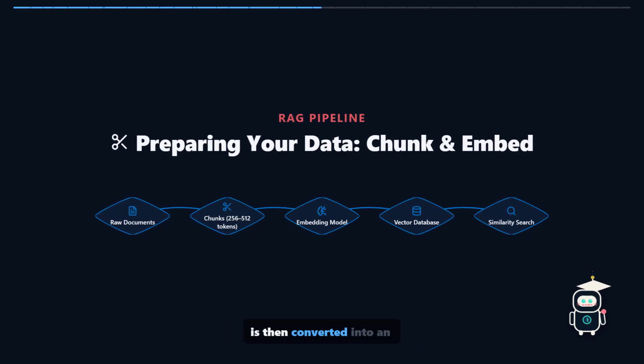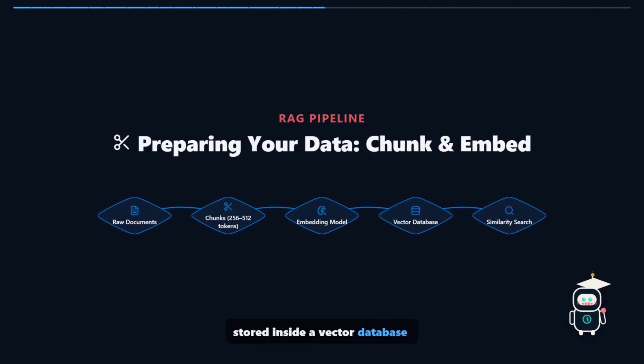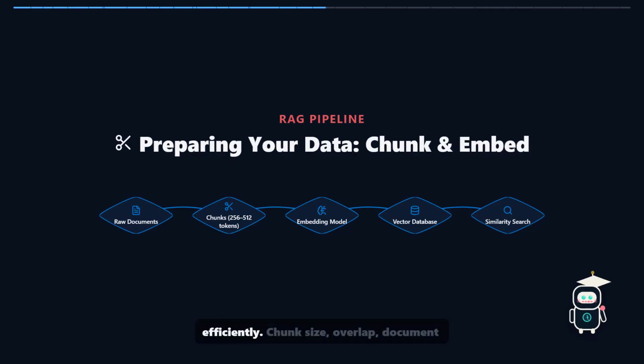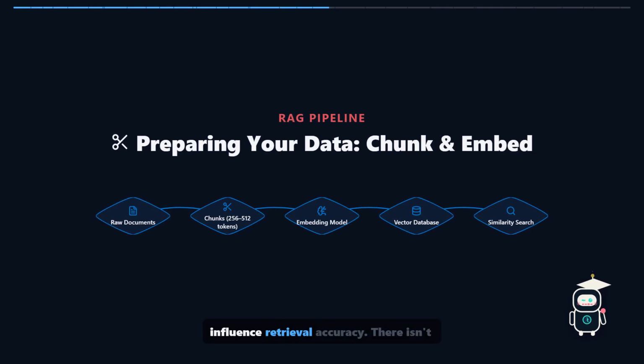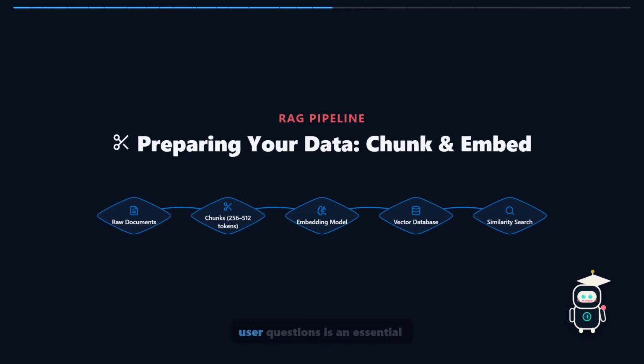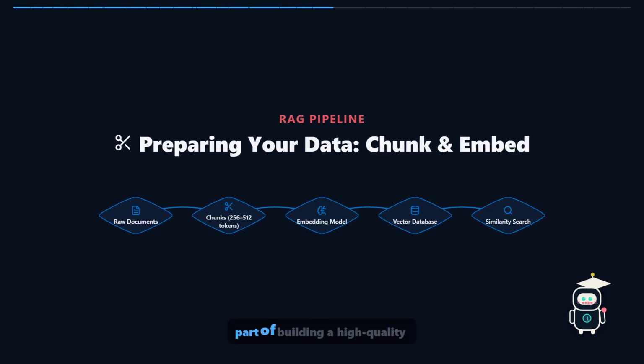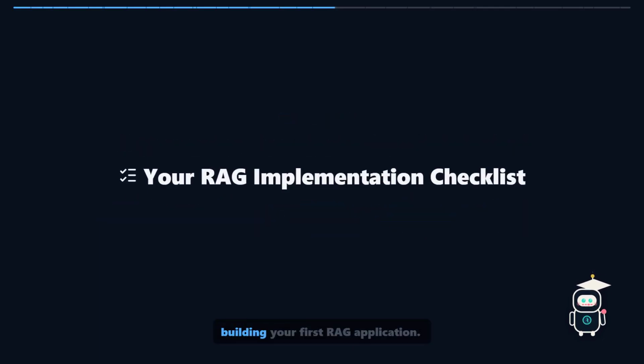Each chunk is then converted into an embedding using the embedding model you've selected. Those embeddings are stored inside a vector database where they can be searched efficiently. Chunk size, overlap, document quality, and embedding model all influence retrieval accuracy. There isn't a single perfect configuration, so testing different settings against real user questions is an essential part of building a high-quality RAG system.